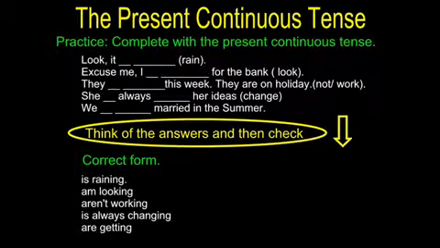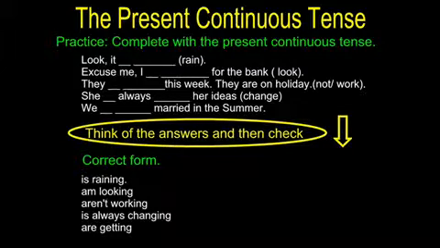Practice completing with the present continuous tense. Look, it, rain. Excuse me, I, for the bank. Look, they, this week, they are on holiday, not work. She, always her ideas, change. We, married in the summer.